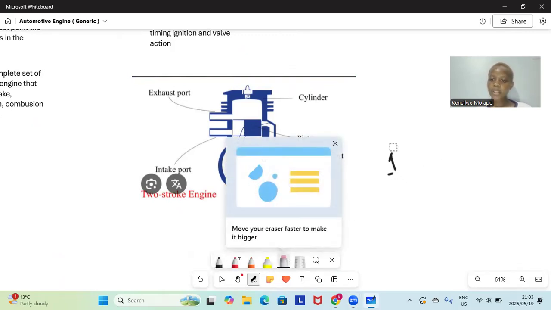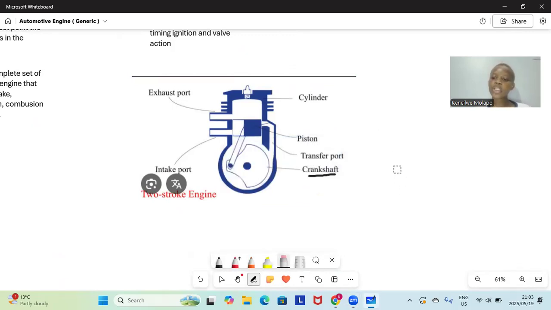I said one stroke is equal to half the revolution of the crankshaft. That's what you have to know. So this two-stroke engine is one revolution of the crankshaft. This is a two-stroke, since I told you that one stroke is equal to half the revolution of the crankshaft.